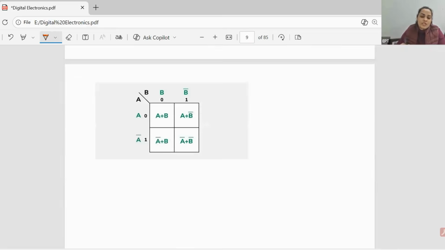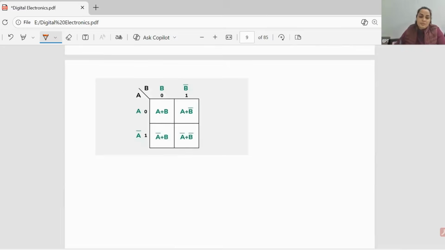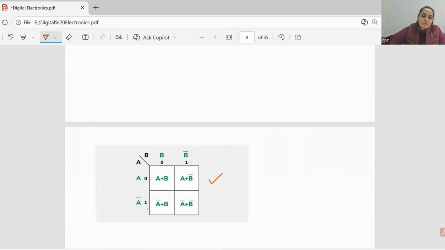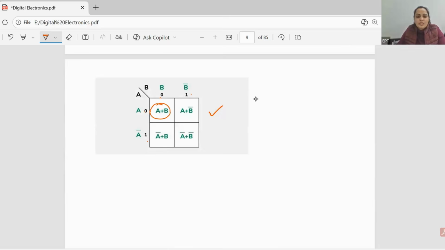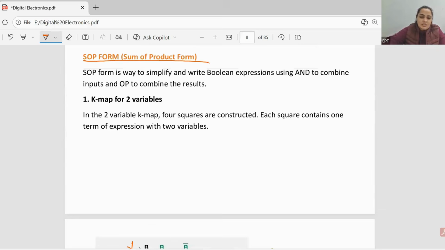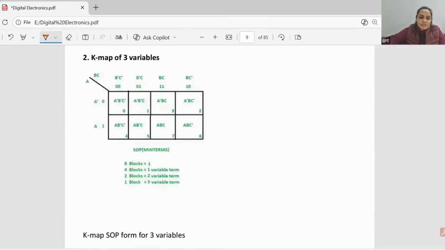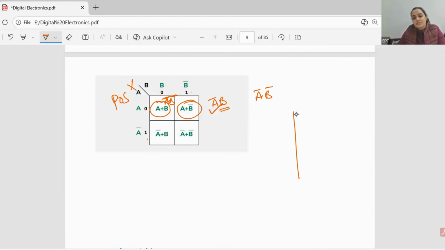If we have two variables, the K-map representation will be like this: A, 0 1, 0 1, right? In SOP form, this is not going to be AB, this is going to be A bar, B bar. Here we have A bar, B bar, sorry. This is going to be A bar, B. This is in POS form, it is incorrect. I'm considering POS form now, so this is incorrect. It is going to be something like this.